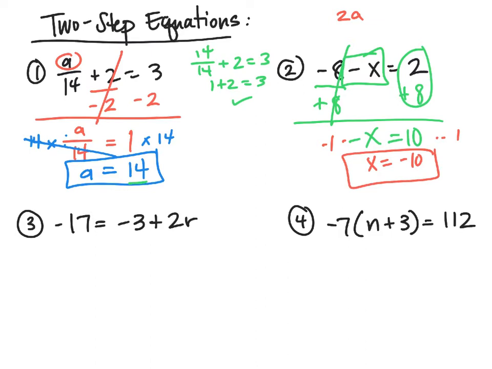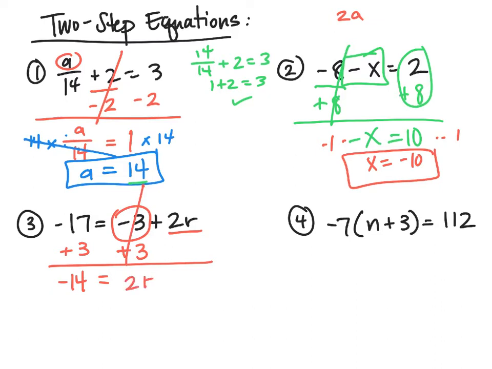All right, number 3. Trying to get r by itself, so we got to isolate what's not attached. This negative 3 is not attached to the r, the 2 is. So we got to get rid of the negative 3 first. So add 3 to both sides because you're doing the opposite. Negative 17 plus 3 is negative 14. Negative 3 plus 3 is 0, so that cancels, and you're left with 2r on the right side. We got to get r by itself, that's the whole point, so we divide by 2. Negative 14 divided by 2 is negative 7. 2's cancel, and you're left with r. And again, you could check that if you wanted to, but not necessary.